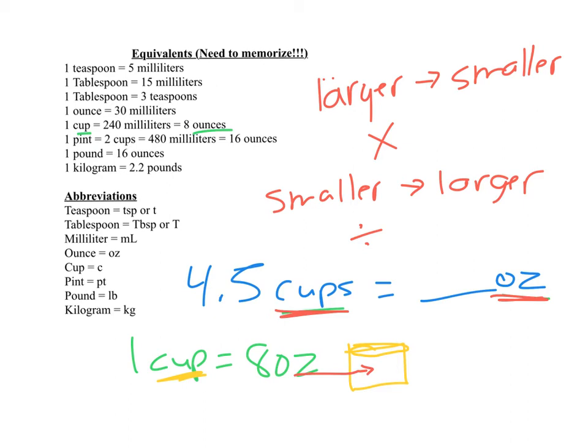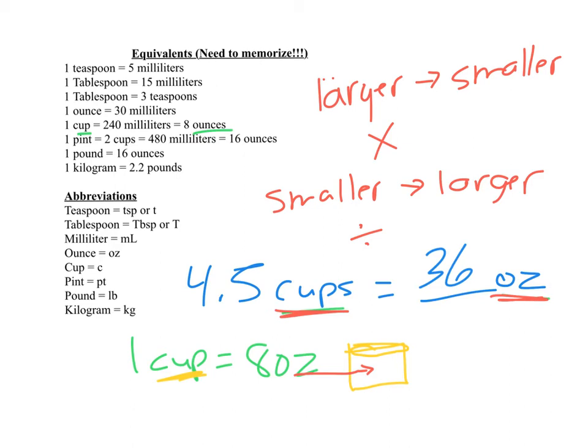And again, every time we go from larger to smaller, we're always going to multiply by the known. So in this question, I will simply take 4.5 times 8, and I will get 36 as my answer. That would be 36 ounces. Every single time we can do this.